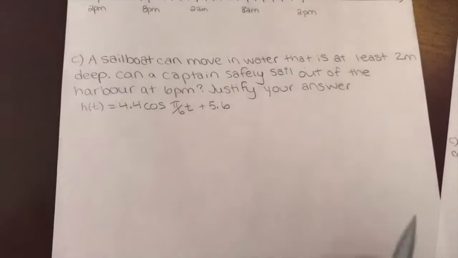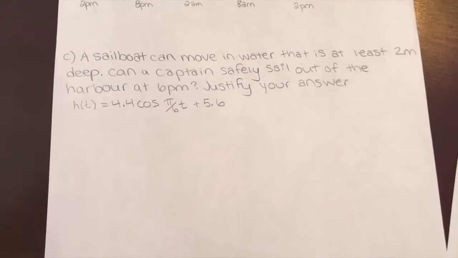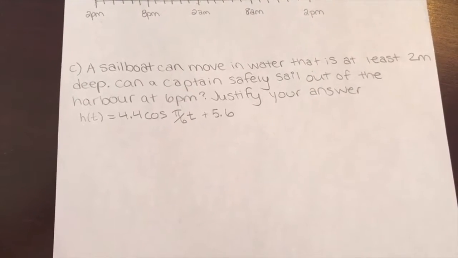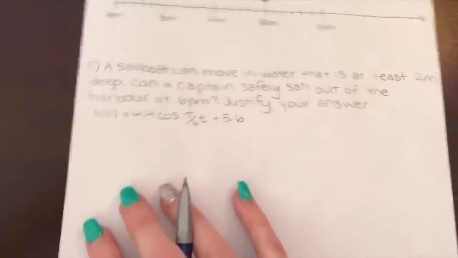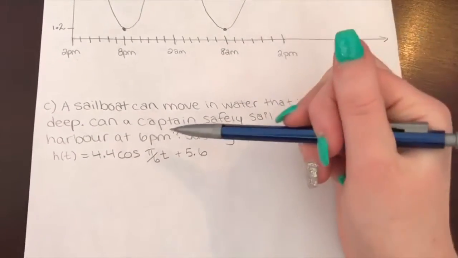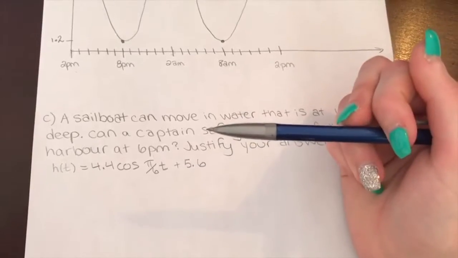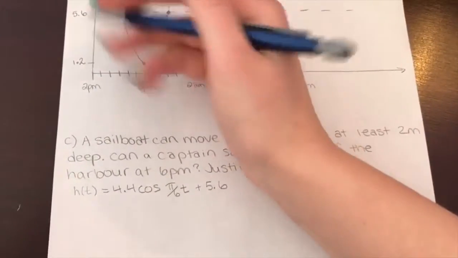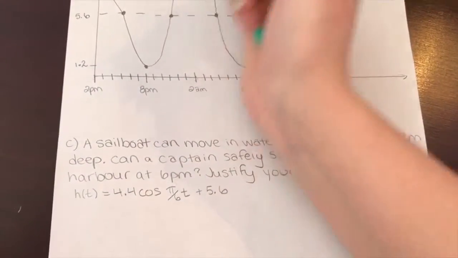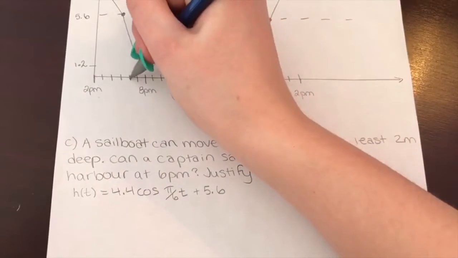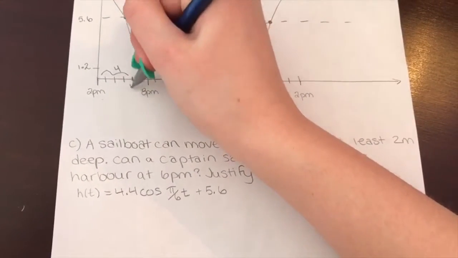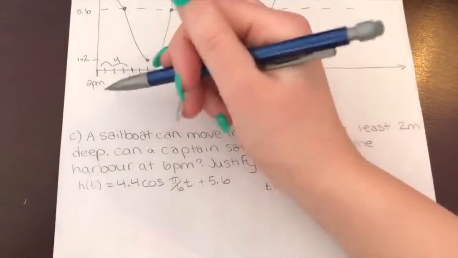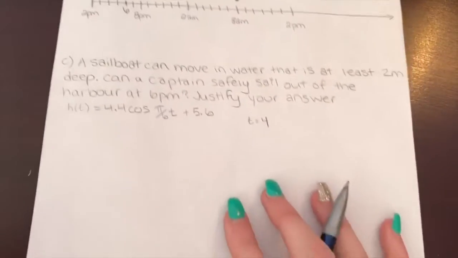And now looking at the last part of this example, so a sailboat can move in water that is at least 2 meters deep. Can a captain safely sail out of the harbor at 6 p.m.? Justify your answer. So I've written out our equation here. Now, basically, we're solving for 6 p.m., which is a function of time, so we're going to sub in a value for t. We're not going to sub in 6, however, because if you look up here, we do start at 2 p.m., right? And we want to get to 6, so that is a 4-hour gap from 2 to 6. So really, we're going to be solving t equals 4. Not 6, because we didn't start at 12, we started at 2, so we have to compensate for that time.